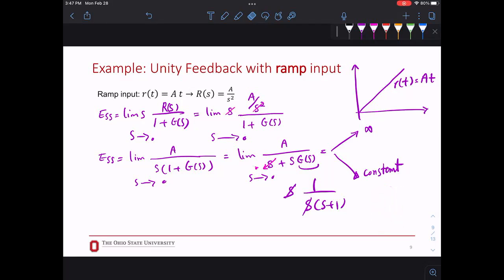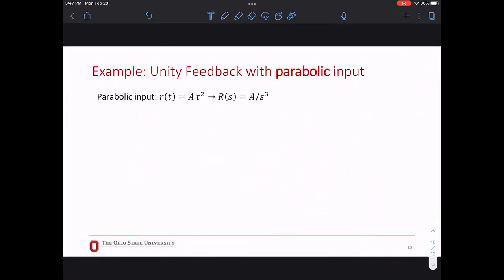So maybe I should have just brought an example. The next thing I want you to see is the parabolic input, and that's the last one of them. The only difference is, the equation of a parabola is A t squared, and in the S domain it is A over S to the power of 3. Cube. Okay. A over S cubed, right? So we write the same equation and see what happens.